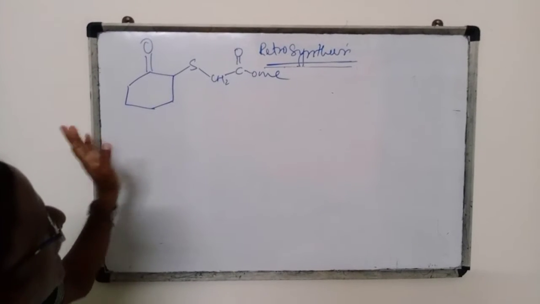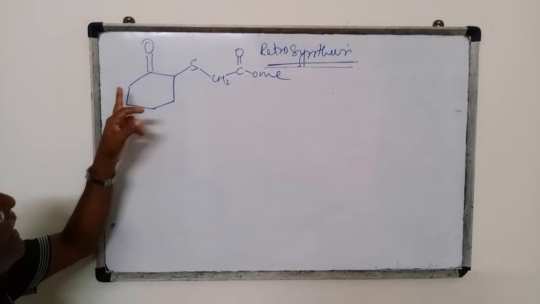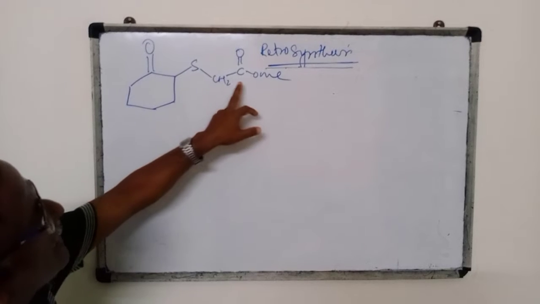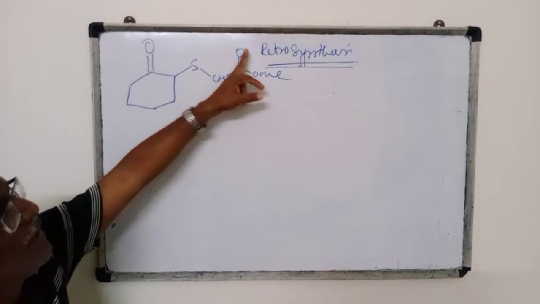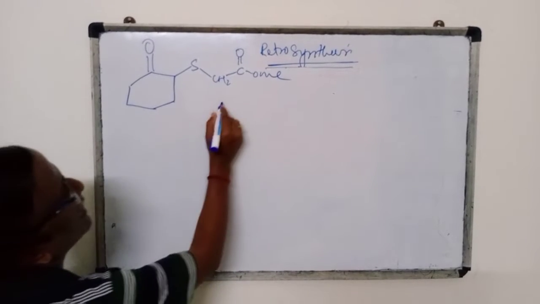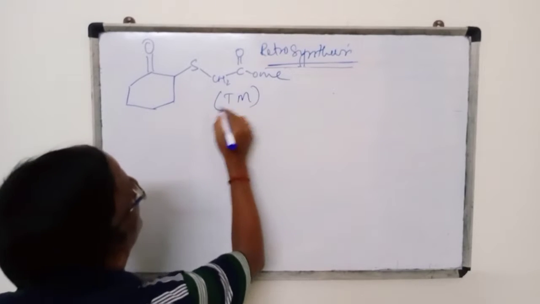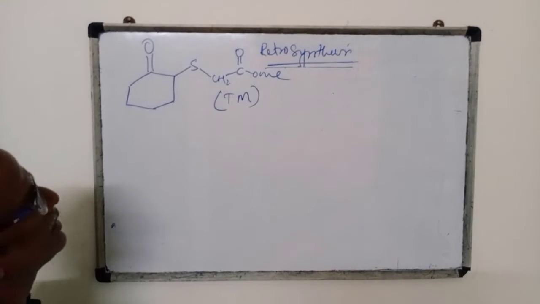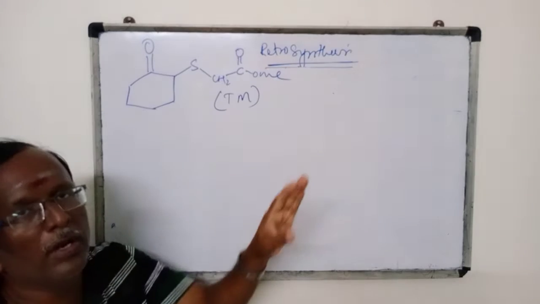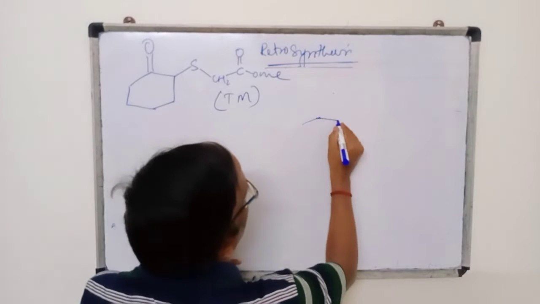So here is another example, where I have a carbonyl group and sulfur, and I have a COMe group. So how to synthesize this particular molecule? This is the target molecule which I want to synthesize. So based on our normal polarity, what is the normal polarity?